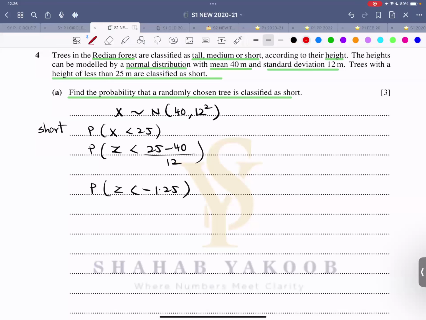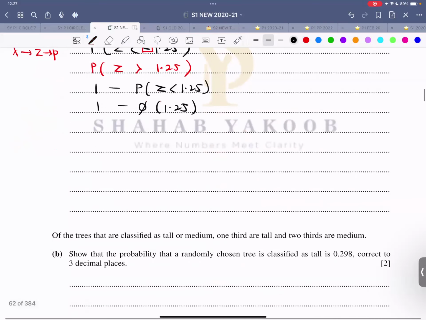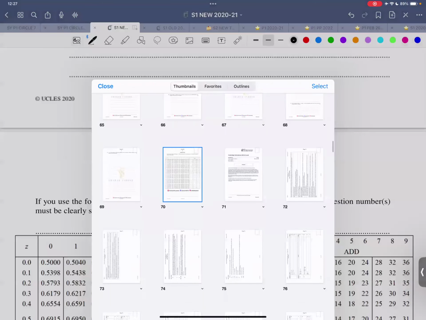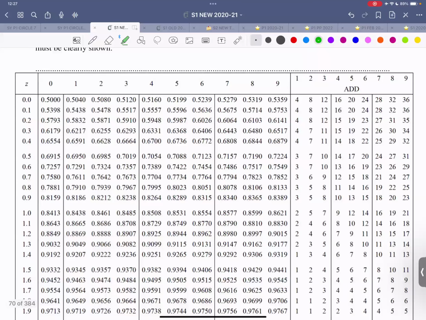Now, the rule is if there is a negative value, so what do we do? We flip the inequality and remove the negative sign, and we apply one of the 7 rules. These 7 rules are for X to Z to P, and that is how we take it out. So Z is greater than this value. Therefore, 1 minus probability Z is lesser than 1.25, which can also be written as 1 minus phi of 1.25. Now, 1.25, I have the normal distribution table ready so that we can also accommodate that time. So 1.25, so let me go this way.